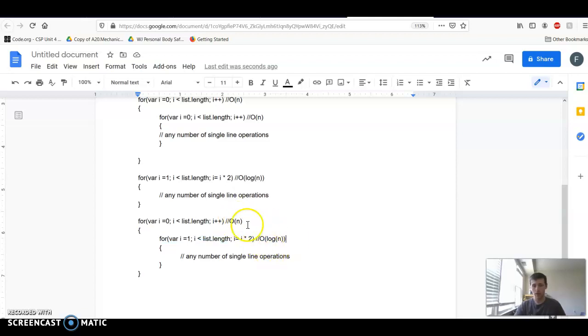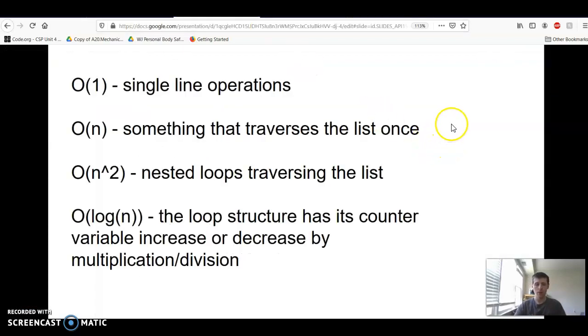Hopefully you understand why that works. You have to multiply these together if they're nested. If they were sequential, only the larger term would matter. Only O of n would matter. If you have any further questions with big O, please make sure you ask me. Otherwise, let's move on.